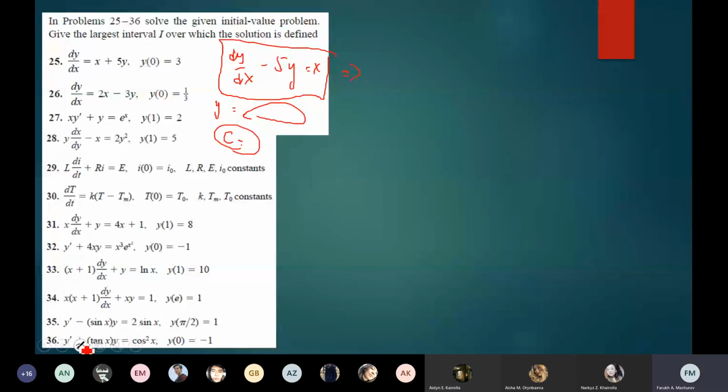So let's write this one with a white color again. Okay, let's write here. So p(x) is equal to what? Minus 5. q(x) from here, guys. q(x) is equal to what? Just x. So again, e to the power integral p(x), I need to find this one first. Equal to what? E to the power minus 5x. And I need to, here minus should be minus, and minus will be plus.